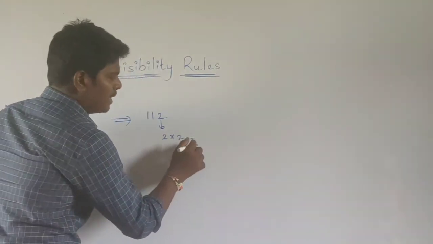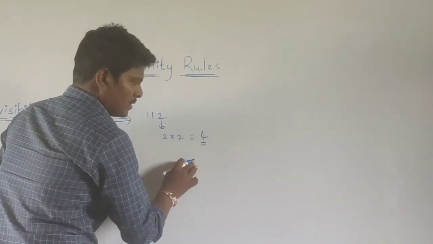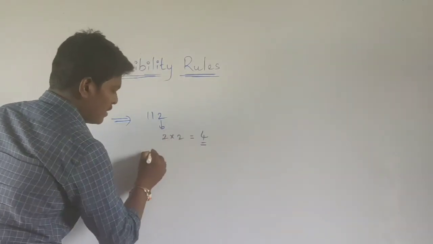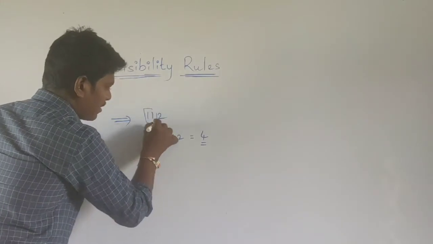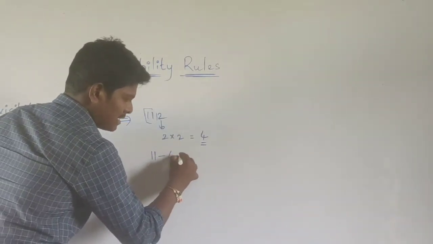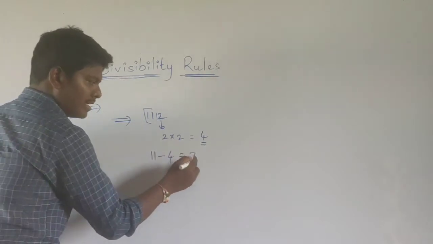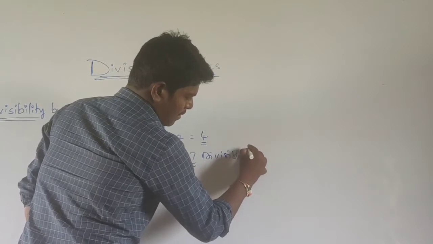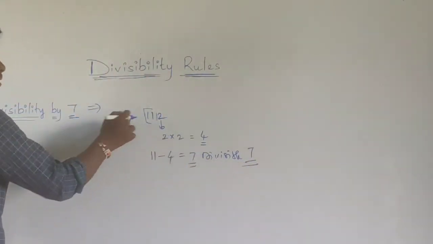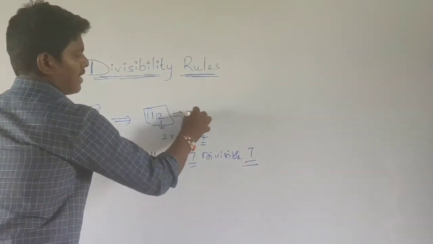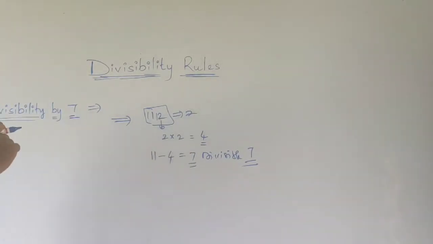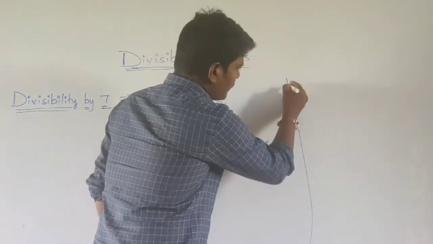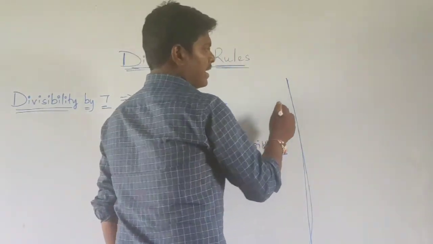Take the ones place digit and double it. 2 twos are 4. This number is to be subtracted from the remaining number. What is the remaining number? 11. So 11 minus 4 is 7. If the result is divisible by 7, then the number is also divisible by 7. Okay, just wait. We take one more example for better understanding.